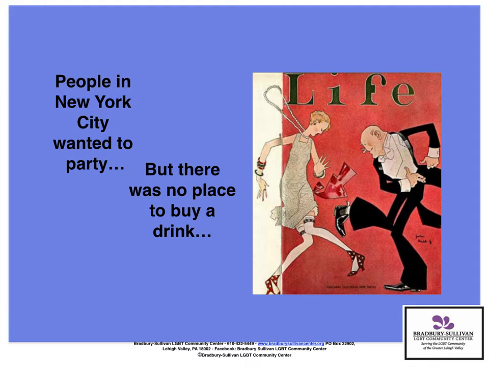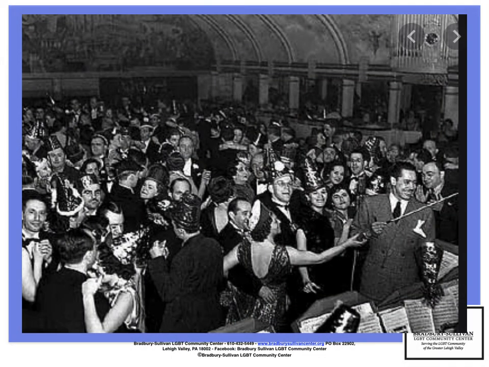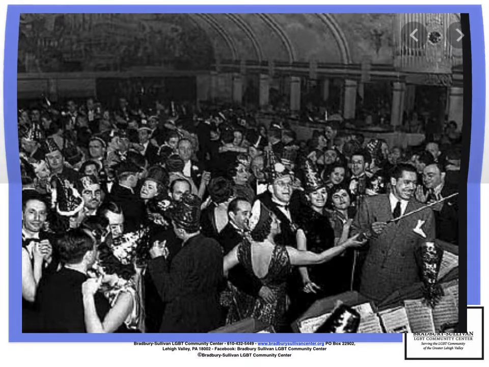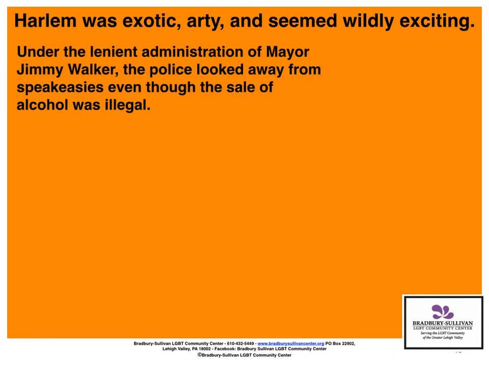But there was no place to buy a drink legally because of the Volstead Act. So what happened was they flocked to Harlem to engage in vices that they would not attempt in their own communities. Harlem had clubs where people could get a drink. And here's a bunch of white people partying on New Year's Eve in Harlem at the Cotton Club. Harlem was exotic and arty and seemed wildly exciting, and it was.